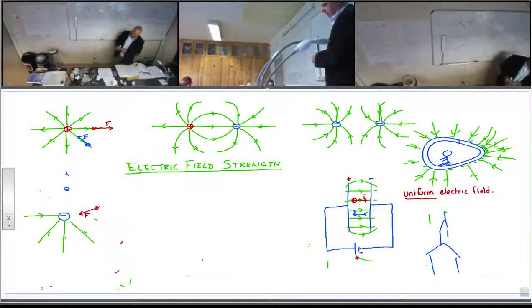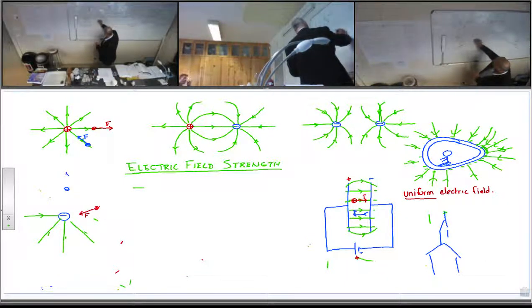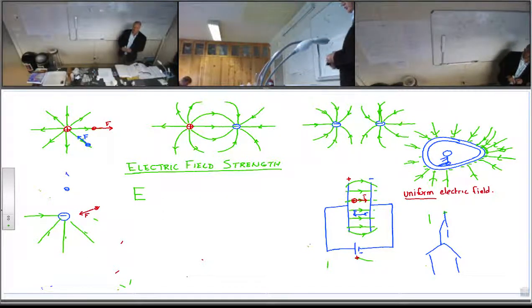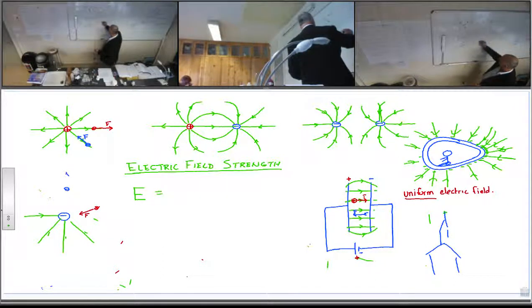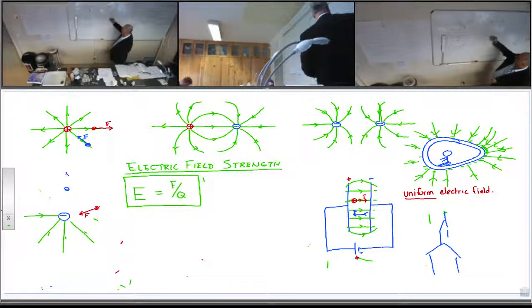Right, your formula for electric field strength. And here it becomes a bit confusing again. What does E stand for? Energy, usually. Now it stands for electric field strength. So you've got to keep your head about you, okay? E stands for electric field strength is equal to F over Q. Sometimes it's a capital Q, sometimes it's a little q.